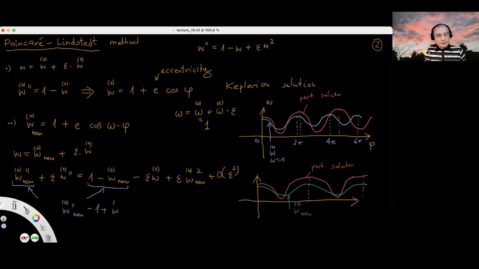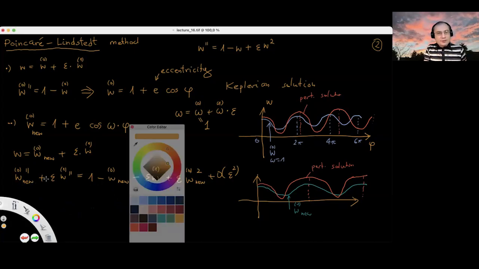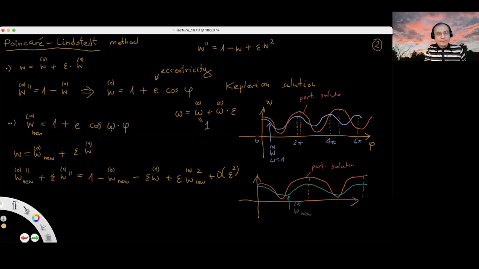Okay, let's do it differently. So this thing here is E minus E omega squared cosine omega phi. This thing is 1 minus E cosine omega phi.